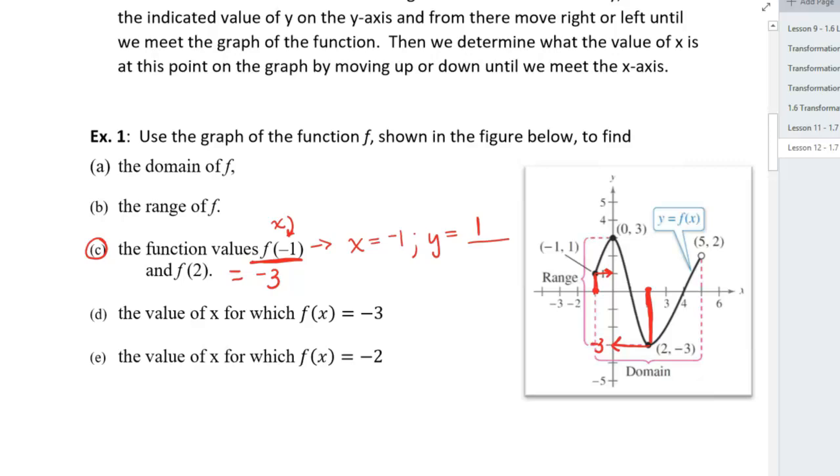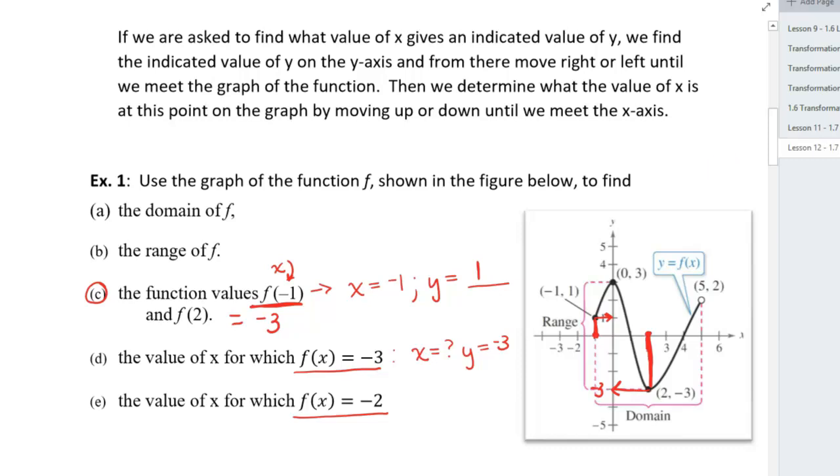Now, if we're asked to find items like D and E, notice that the -3 and the -2 are not inside here, they're out here. So what this is asking is, what value of x will give me y equals -3? One way to look at it is up above here.